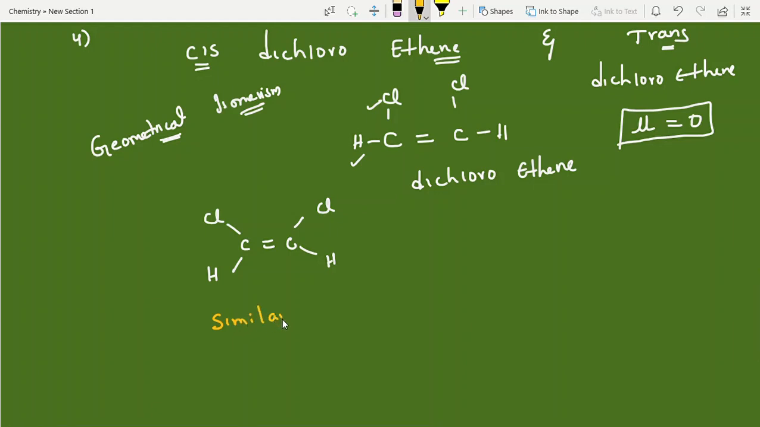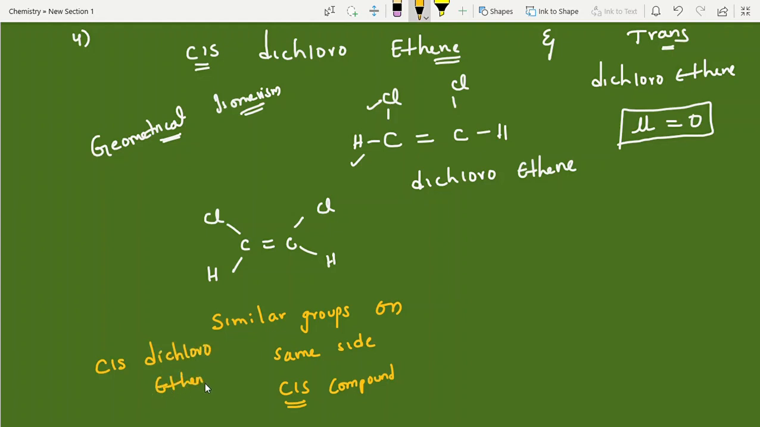Similar groups on the same side. Then what happened? What is this compound name? Cis compound. That's what we call it: cis dichloroethene. Dichloroethene only, but the condition is the cis condition.